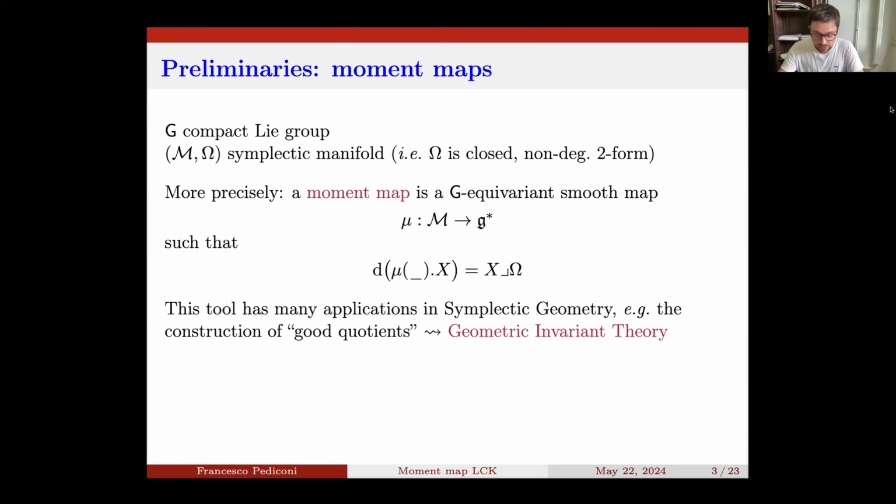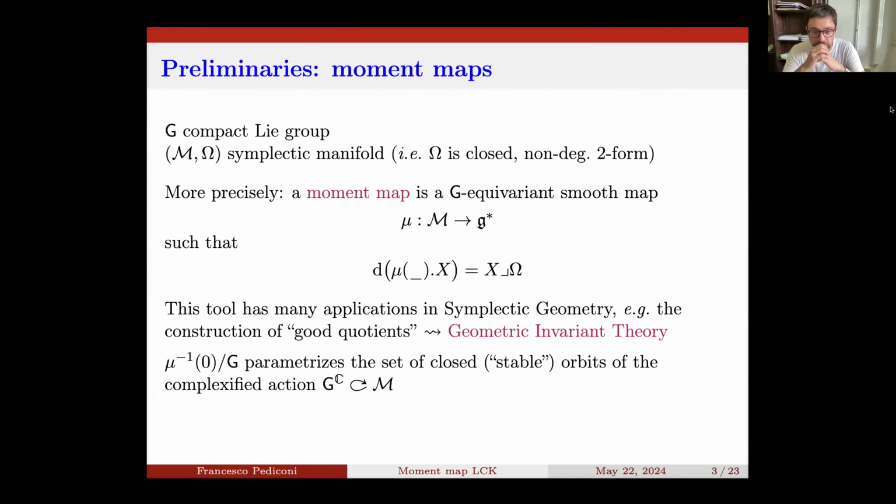Well, actually, this tool has a lot of applications in symplectic geometry. And the branch of mathematics that studies the geometry of moment maps is called geometric invariant theory. And one application of that is that it allows you to construct good quotients. So what does it mean, good quotients? Well, in general, if you consider the complexified action of G acting on M, then the topology of the quotient space is going to be awful. It's not going to be a good space, but there's a way to take a good quotient.